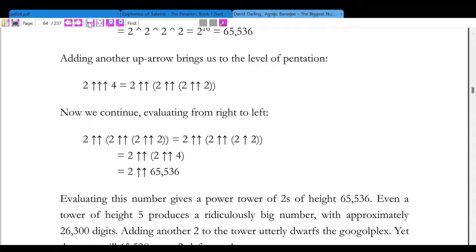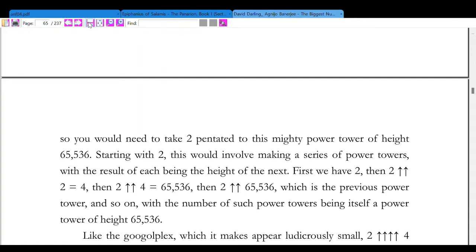How about the hexation of 2? You will need to pentate to this mighty power tower of height 65,536, starting with 2. This would involve making a series of power towers with the result of each being the height of the next.